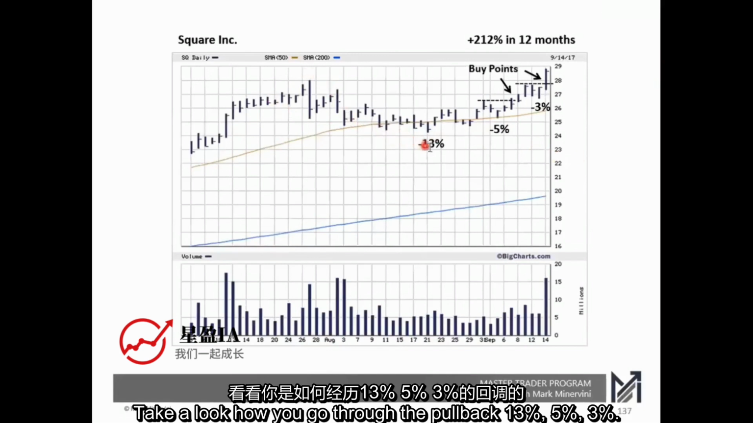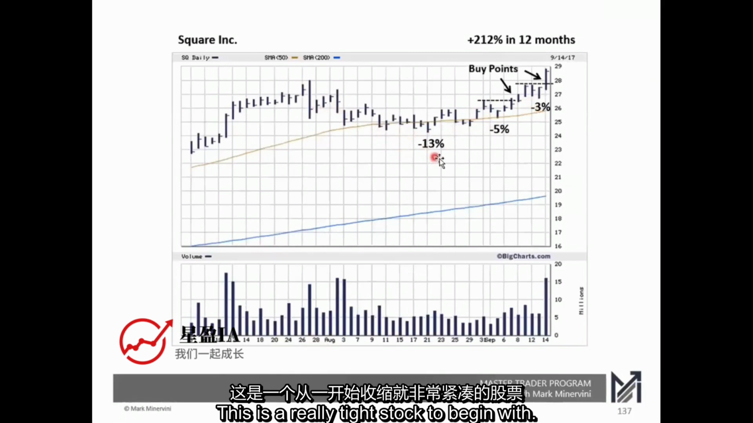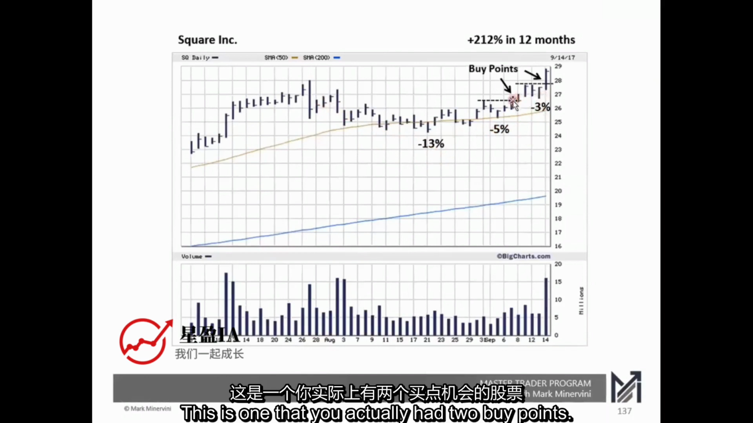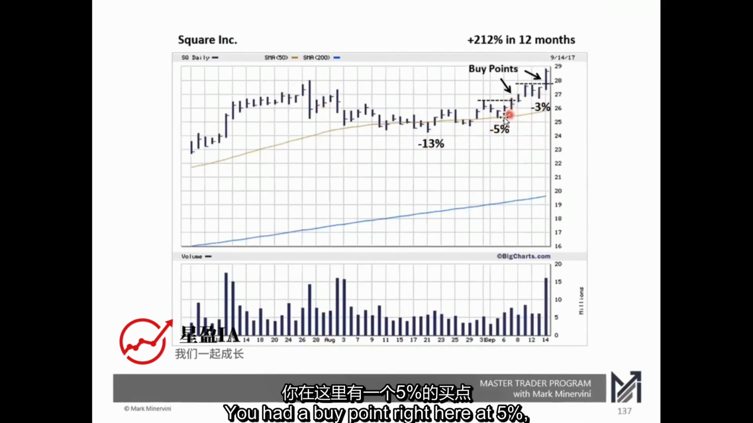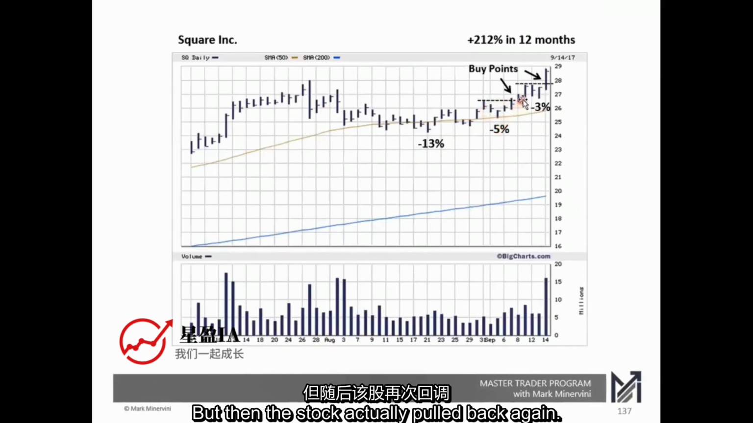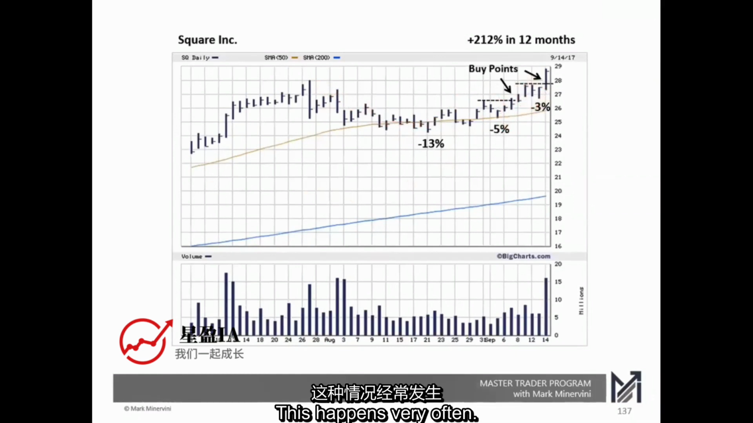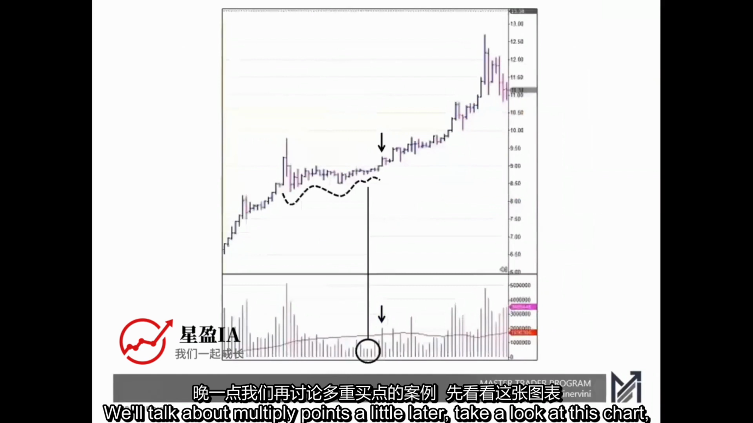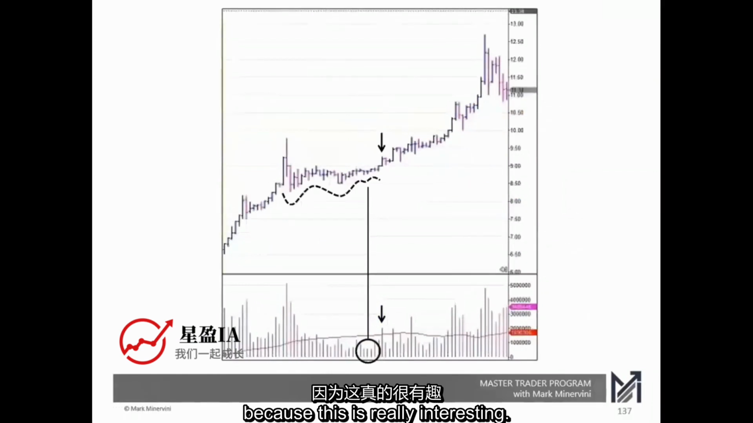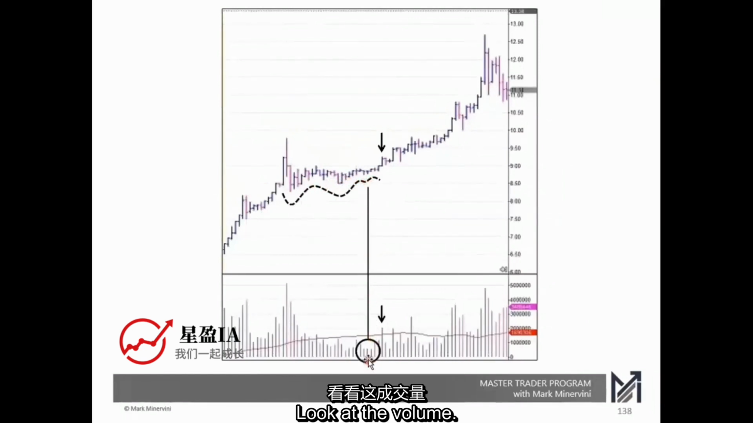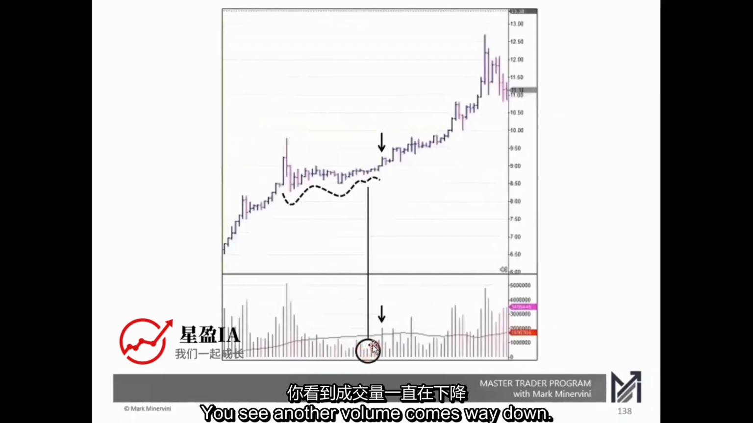But take a look how you go through the pullback. 13%, 5%, 3%. This is a really, really tight stock to begin with. So again, I would love this price action. And this is one that you actually had 2 buy points. You had a buy point right here at 5% because that was tight enough. But then the stock actually pulled back again. And within that basing, you got another buy point. And this happens very often. We'll talk about multiple buy points a little later. So take a look at this chart because this is really interesting. Look how tight we get on the right side here. Look at the volume. You see how the volume comes way, way down?